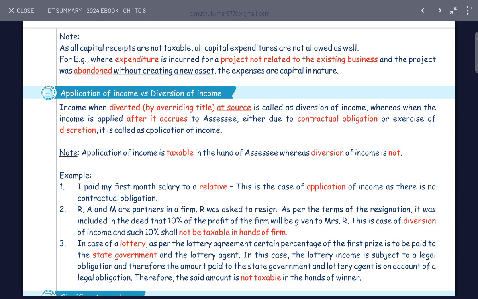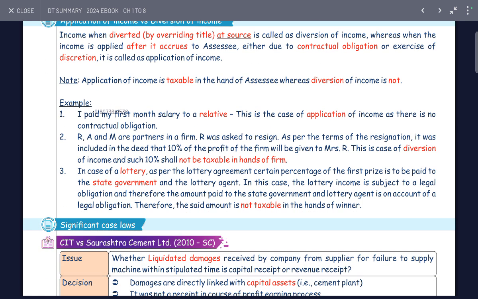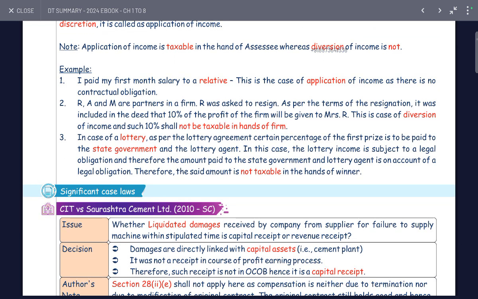Application of income versus deviation of income. The income from the deviation of overriding title or source is called deviation of income, where the income is diverted before it accrues to the assessee. Where, after it accrues to the assessee, the income is applied due to a contractual obligation or at discretion, it is called application of income. Application of income is taxable in the hands of the assessee, whereas deviation of income is not. For example, if I pay the first month's salary to a relative, that is application of money, as there is no contractual obligation.